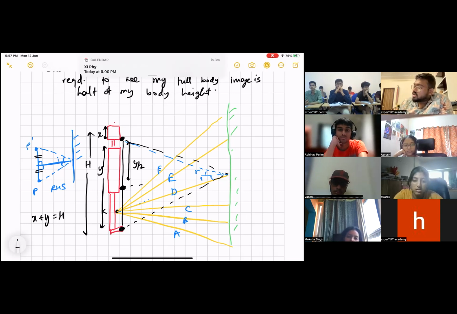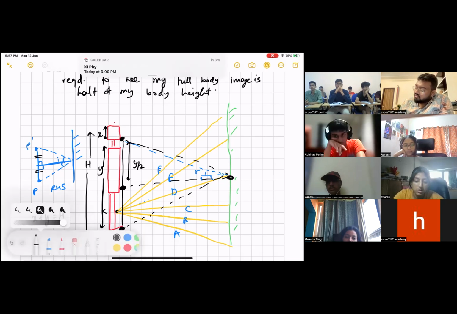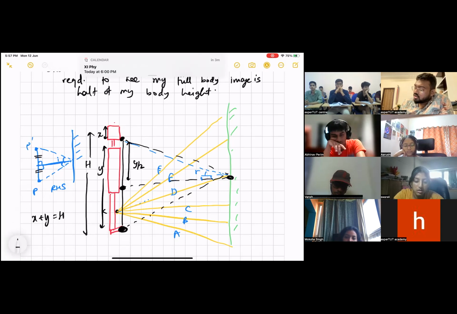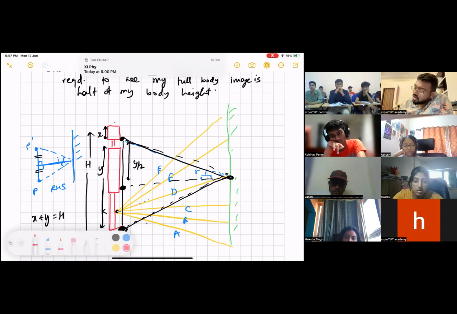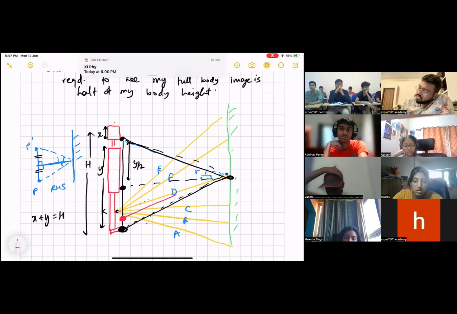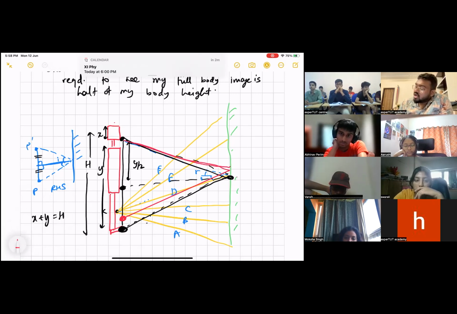Therefore, do you understand that only this part of the mirror is needed? If you need a light ray from the lowermost point, you need this black ray. If you need a light ray from a point above that point, you will need something like this. So you need a portion of mirror above this point, not below this point. You don't need any mirror below this point. Do you understand?